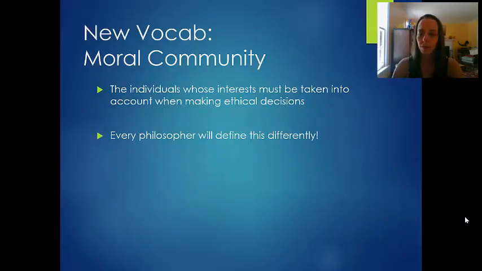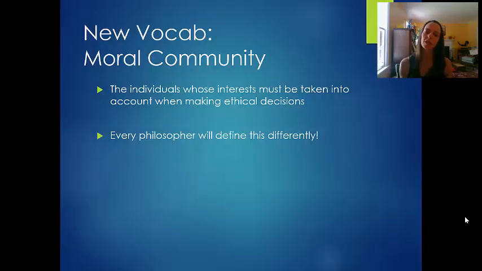So here's a new vocab term that we'll be applying not just to utilitarianism, but to other theories as well. And that is the idea of the moral community. The moral community is just the group of individuals whose interests have to be taken into account when making ethical decisions. So every philosopher or philosophical theory is going to have a slightly different take on what makes someone qualified to be in the moral community or out of the moral community.